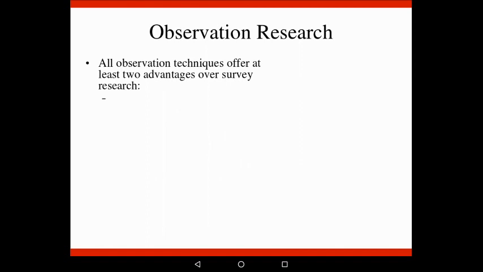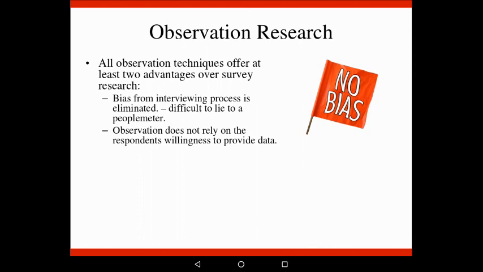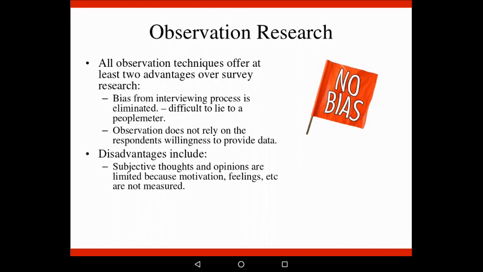So all observation techniques offer at least two advantages over survey research. There's no bias from the interviewing process because you're not engaging with the people. So it's not your interpretation. The machines don't lie. Observation does not rely on the respondent's willingness to provide data. They don't have to be willing. You can gather the data from them at any time of the day because you're either watching them or there's a machine that's gathering the data. They can just carry on with their lives.